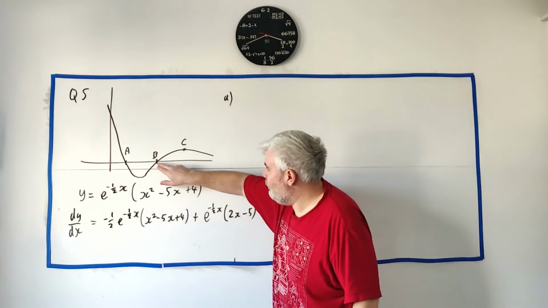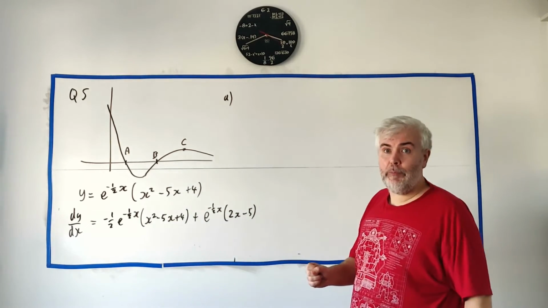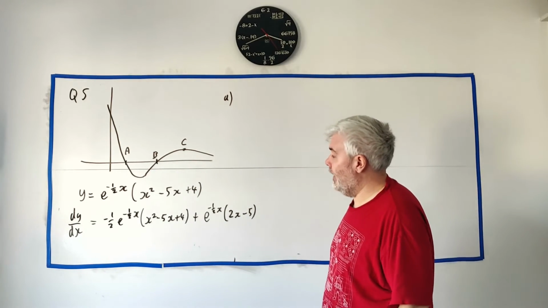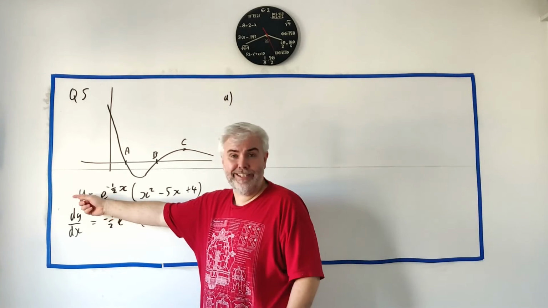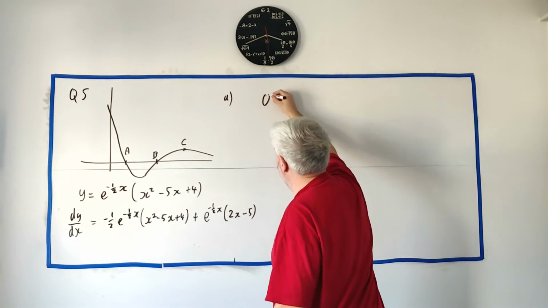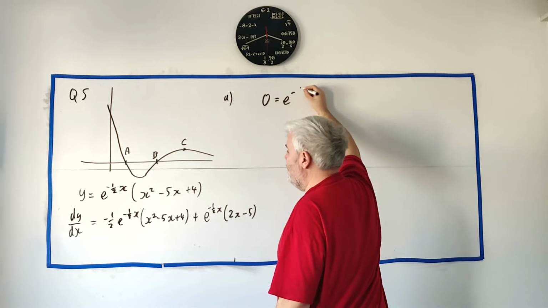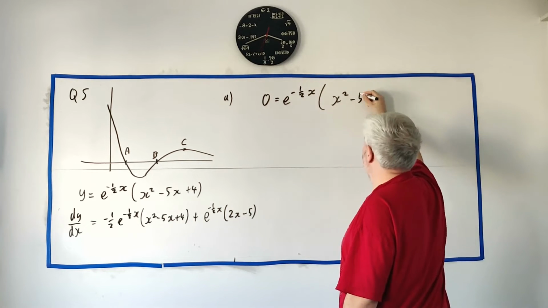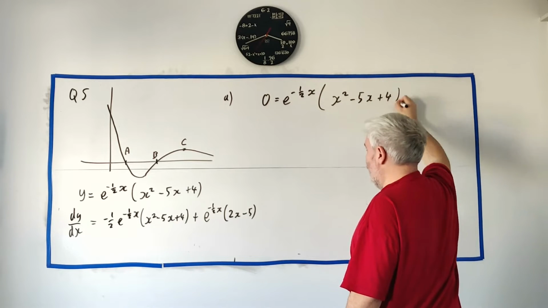So what do we need? We need the point B. What do we know about B? We know it's a root. We know it crosses the x-axis. So we know y equals 0. So let's take this function. Instead of y, let's write 0. 0 equals e to the minus half x multiplied by x squared minus 5x plus 4.